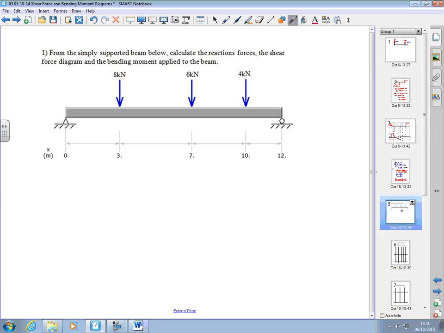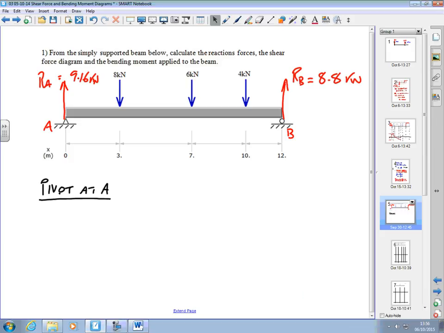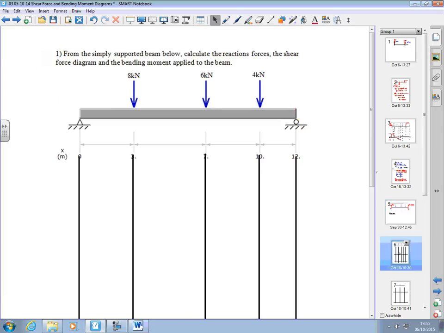Here's an example, the first one you've got in your book. The first thing we need to do is find out what the reaction forces are at A and B. So I'll just pause this while you very quickly do the moments, more practice on that, and then we'll put those values onto this diagram. Okay, so we've got these values. It's just using method 1 or method 2 to get the reaction forces at A and B. So we can put them on here. The reaction force at B was 8.8 and A is 9.16.